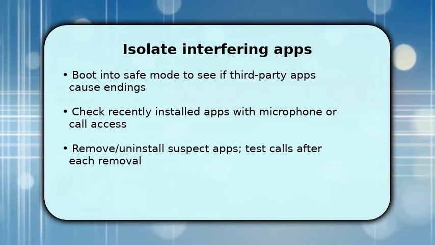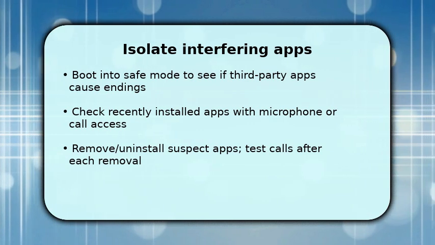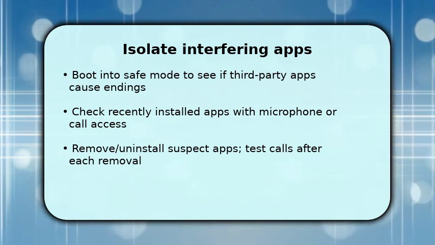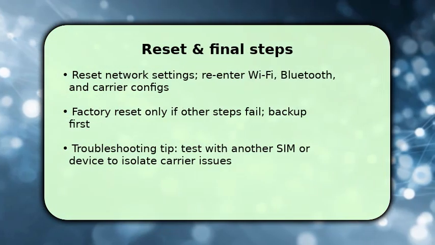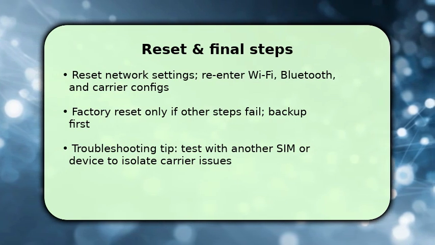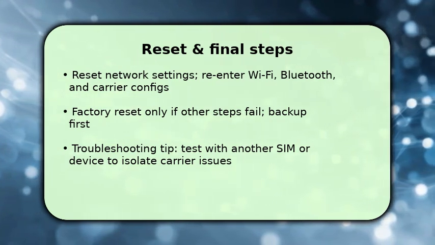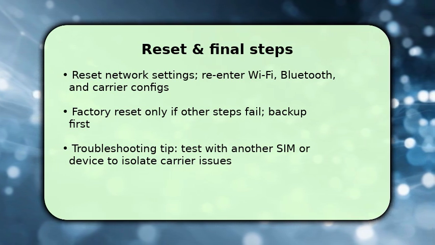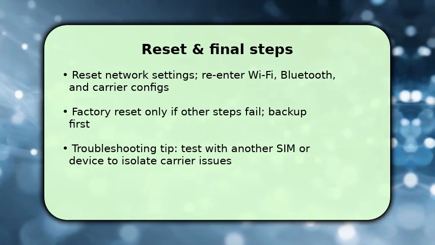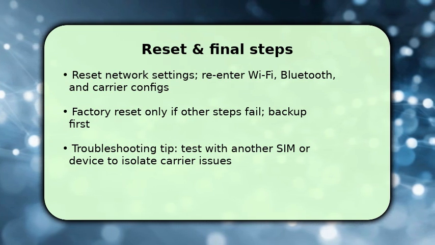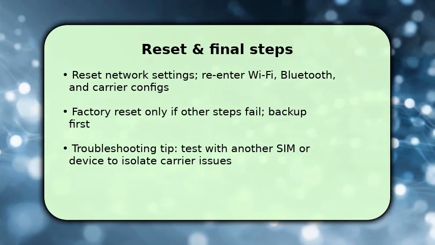If removing apps fixes it, reinstall only trusted apps. For stubborn cases, reset network settings to clear corrupt carrier configs. This restores dialer connectivity without erasing personal files. If problems persist, back up your data and perform a factory reset as the last resort. This removes deep system corruption.